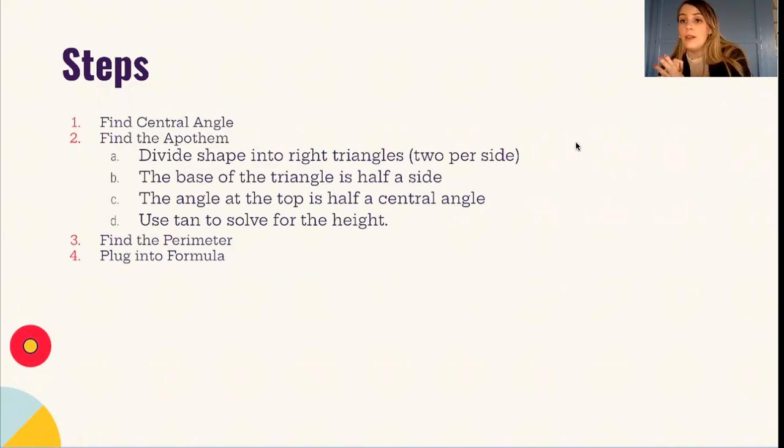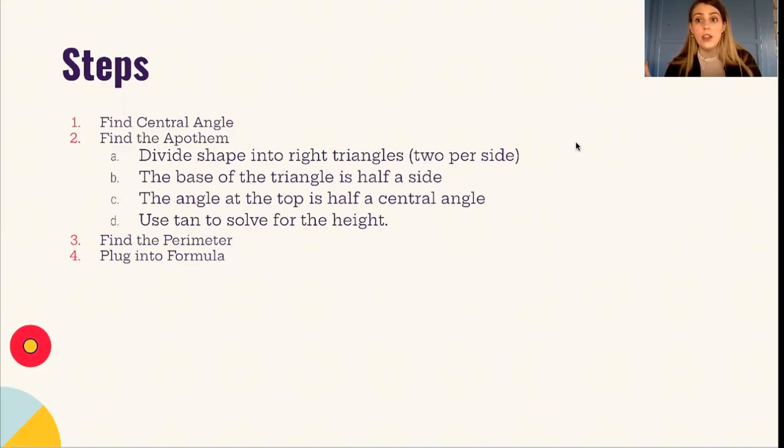So remember, the apothem is that line that goes from the center of your shape to the side. So we want to divide your shapes into right triangles. We take that apothem and it's kind of cutting the side in half into two right triangles. I always take that right triangle out and solve from it. We find our base because it's half of the side. The angle at the top is going to be half of the central angle, and we'll use tan to solve for whatever that apothem is.